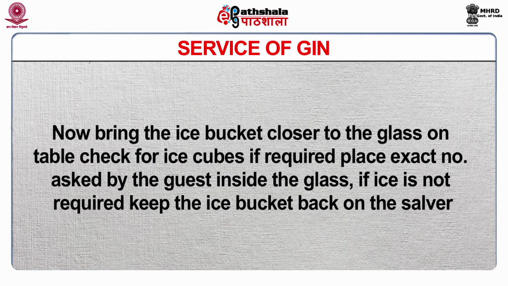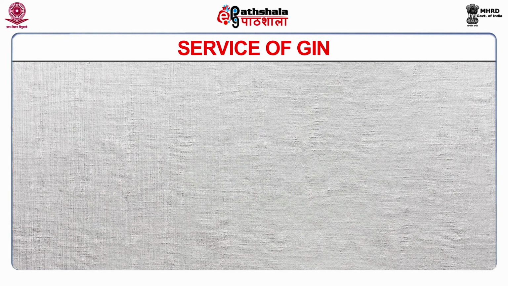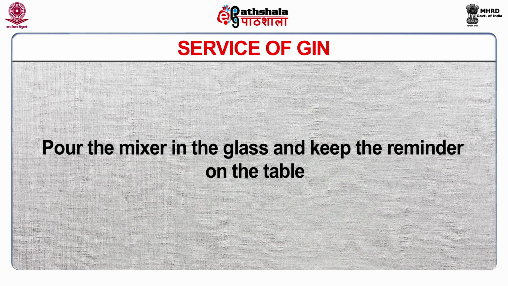Now bring the ice bucket closer to the glass on the table. Check if cubes are required. Place the exact number asked by the guest inside the glass. If ice is not required, keep the ice bucket back on the salver. Then pour the mixer in the glass and keep the remainder of the mixer on the table.